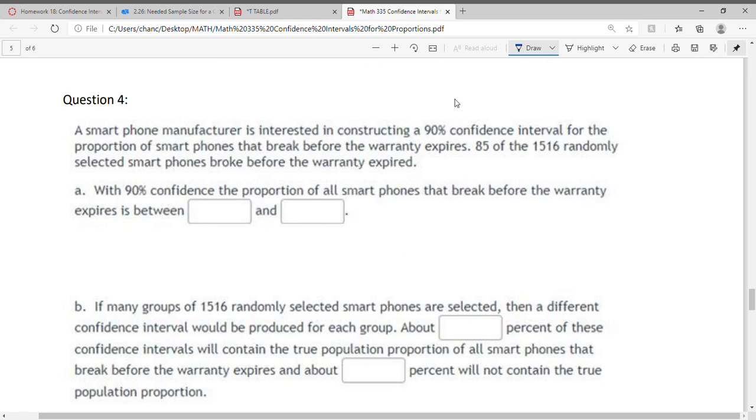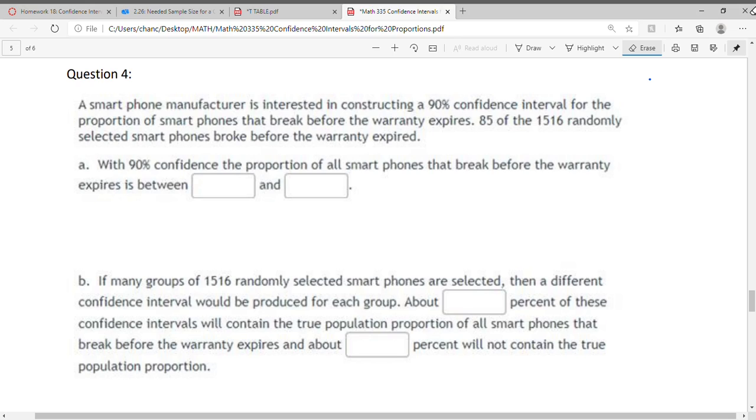Question 4. A smartphone manufacturer is interested in constructing a 90% confidence interval for the proportion of smartphones that break before the warranty expires. 85 of the 1,516 randomly selected smartphones broke before the warranty expired. In part A, let's look for a 90% confidence interval for the proportion. Recall the formula for the confidence interval.